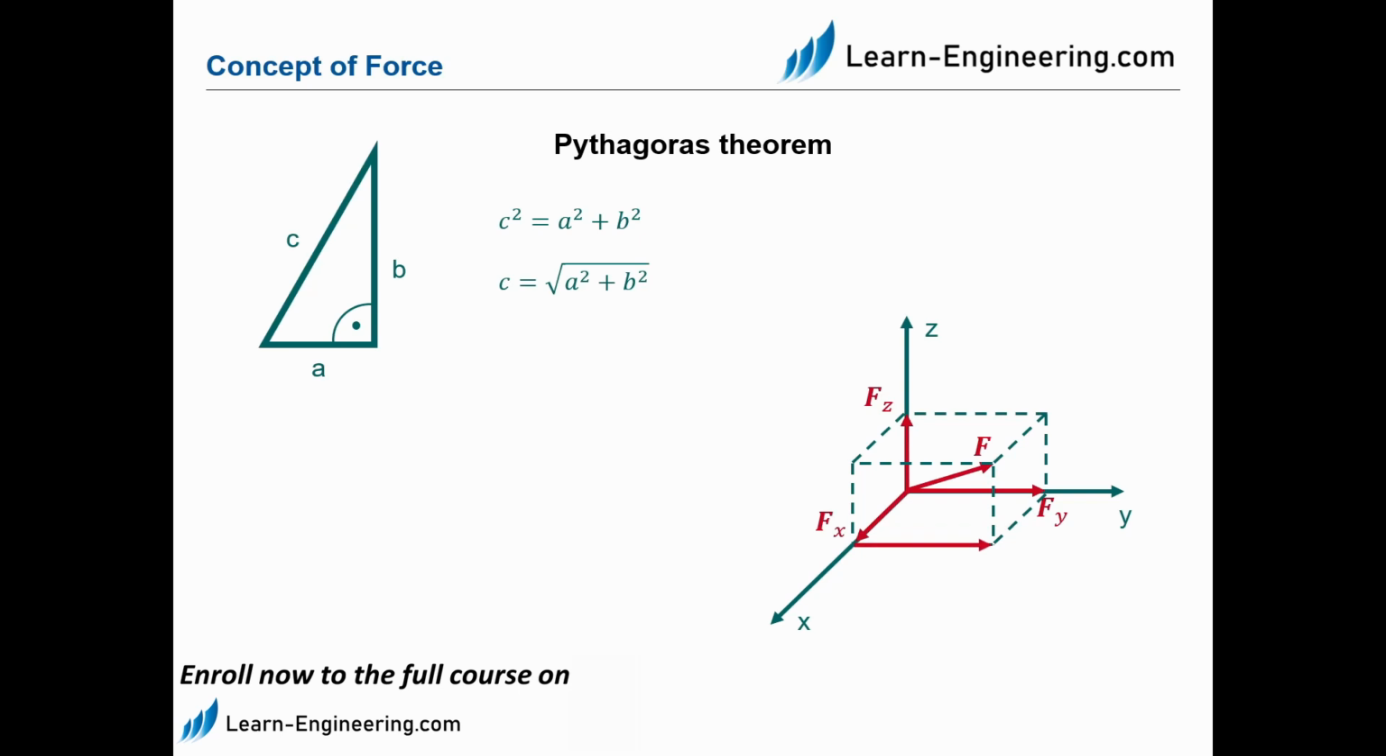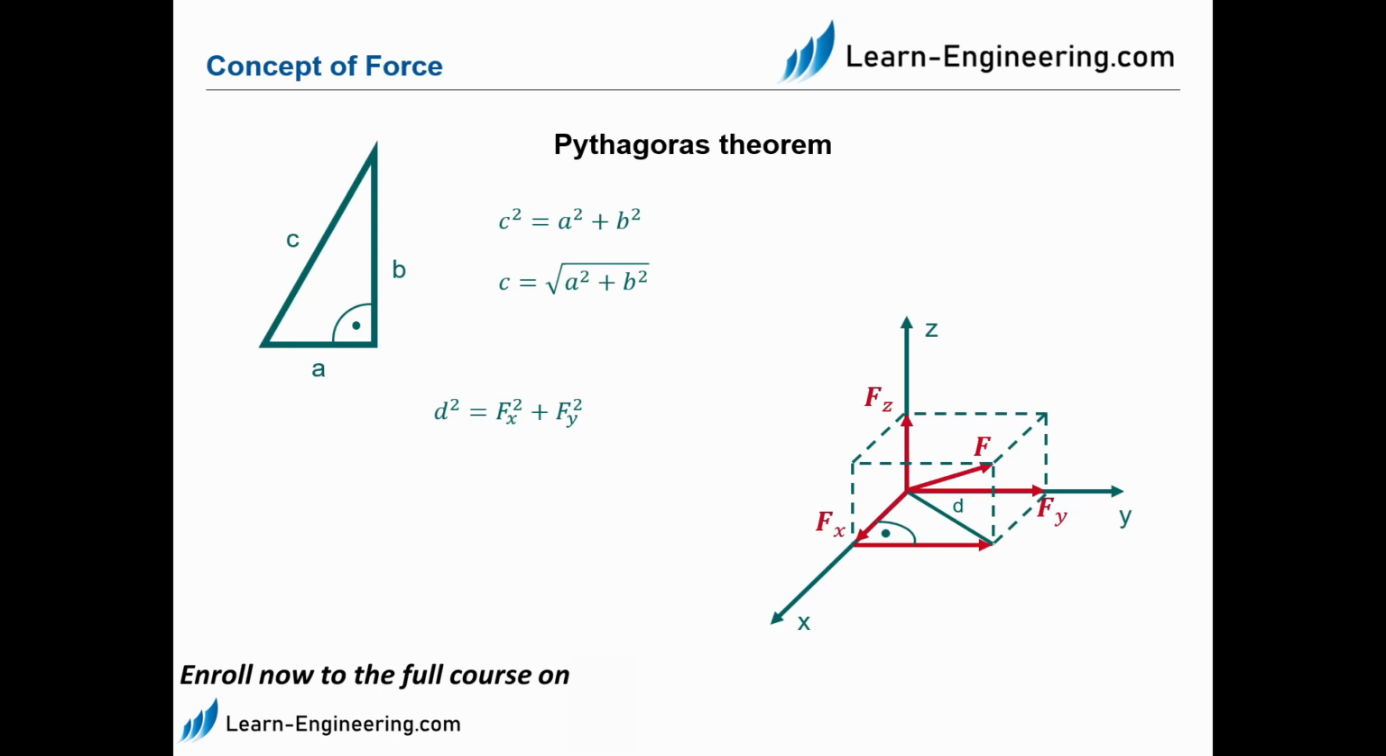If we now add an auxiliary line d, we have created a right-angled triangle with a right angle of 90 degrees between Fx and the moved Fy. So we can now write down the Pythagoras theorem as d squared equals Fx squared plus Fy squared.